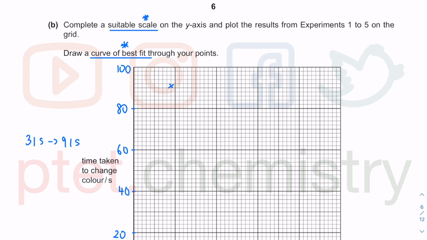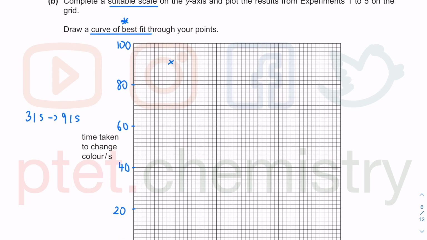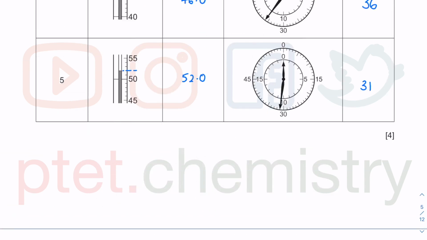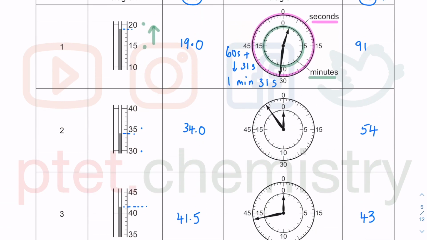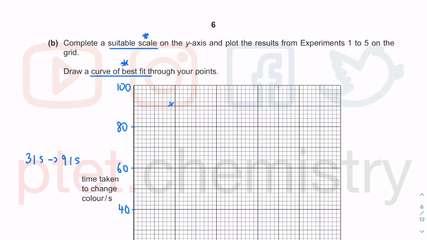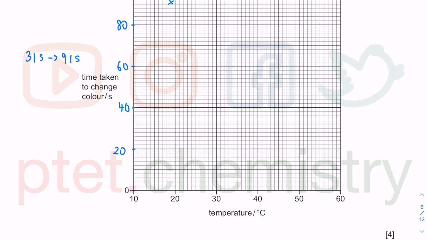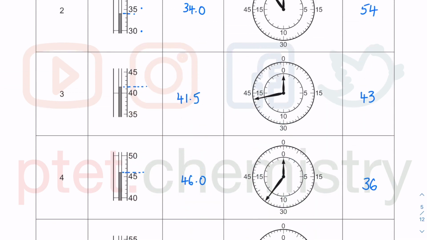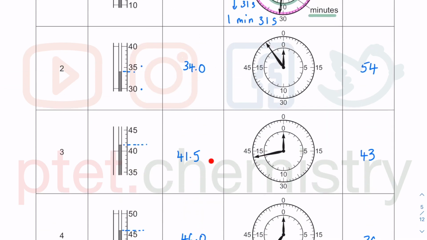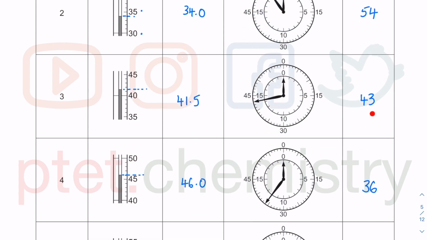Use a cross. They didn't ask you to use a cross, but avoid using a dot. Always use a cross so that it's much easier to see the point on the graph, and make sure you use a dark enough pencil as well. Now the next one, 34 and 54. This is 30, 34 and 54. So 34, 54 is there. 31, 32, 33, 34. This is 50 there. So 54 there. The next one, 41.5, and also 43.